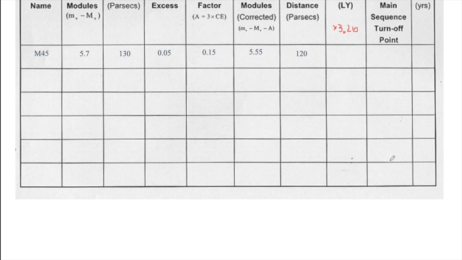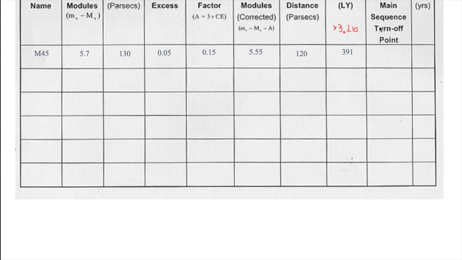Maybe it'll get better one day. So we multiply this number here by 3.26 and we get our distance in light years. Great. We found the distance. Now the only thing we have to find is the age. And to do that, remember we use the main sequence turnoff point.